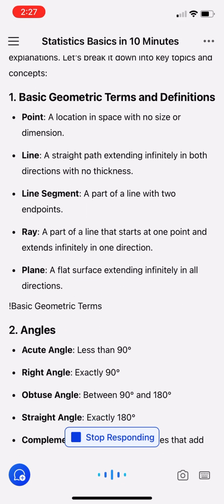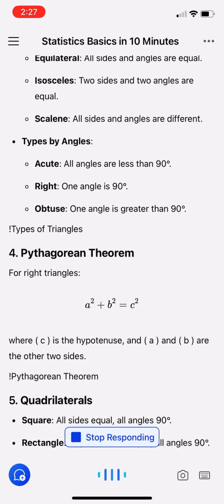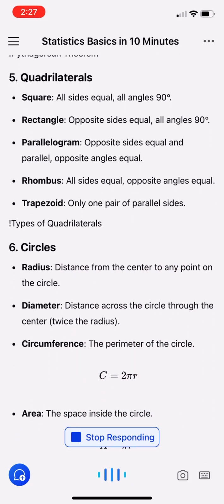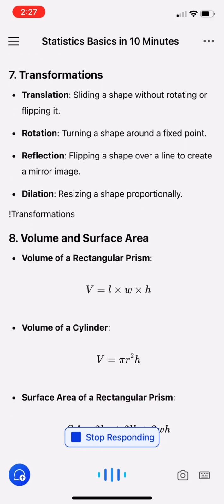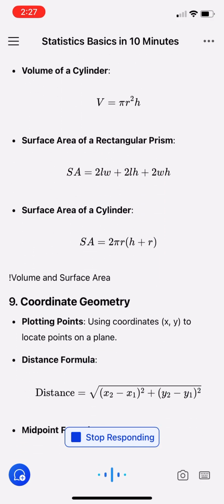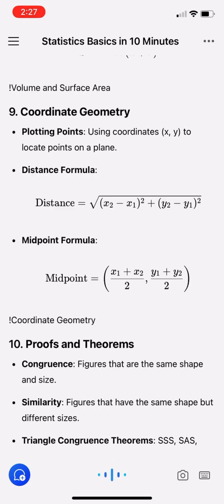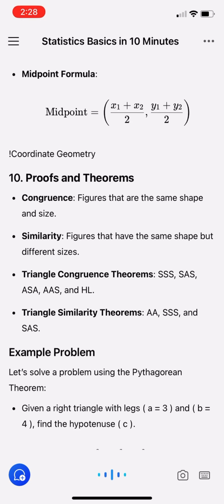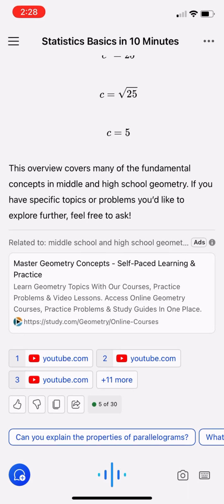1. Basic geometric terms and definitions. Point: a location in space with no size or dimension. Line: a straight path extending infinitely in both directions with no thickness. Line segment: a part of a line with two endpoints. Ray: a part of a line that starts at one point and extends infinitely in one direction. Plane: a flat surface extending infinitely in all directions.